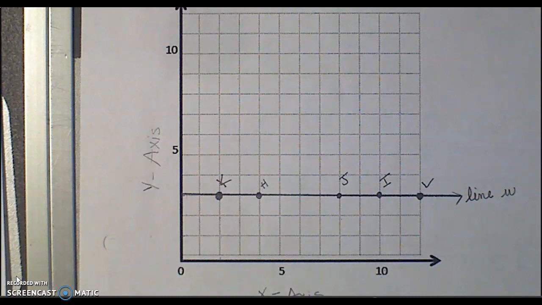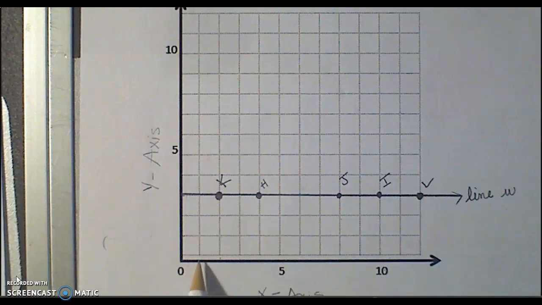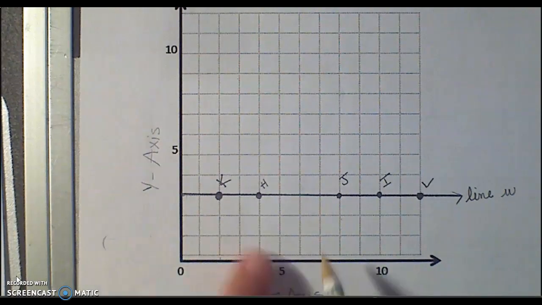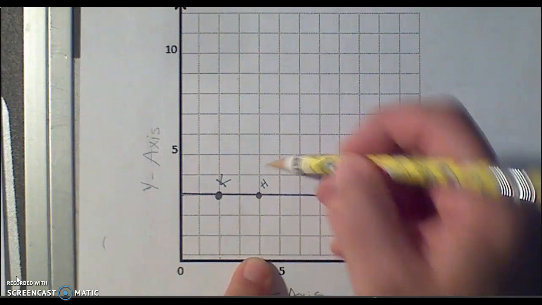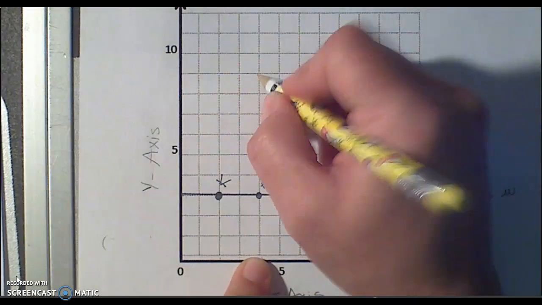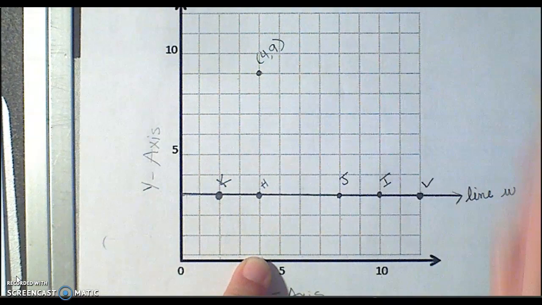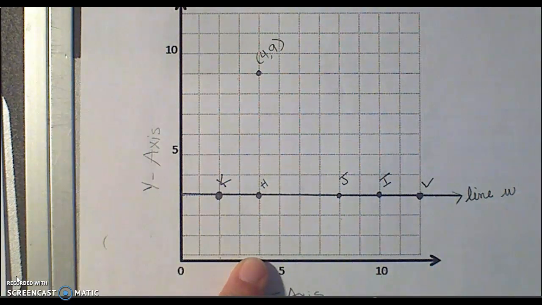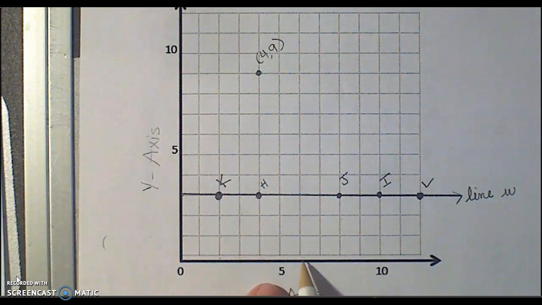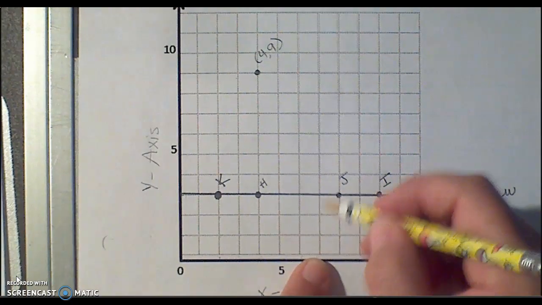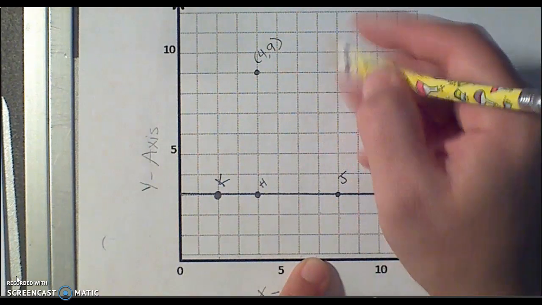So we're going to make another line, and we're going to put a point at 4, 9. So I'm going to count over on my x. 1, 2, 3, 4, and up 9. 1, 2, 3, 4, 5, 6, 7, 8, 9. This is point 4, 9. And I'm going to also put a point at 7, 9. So here's 5, 6, 7, and up 9. 1, 2, 3, 4, 5, 6, 7, 8, 9.